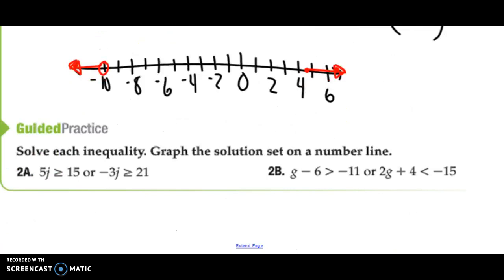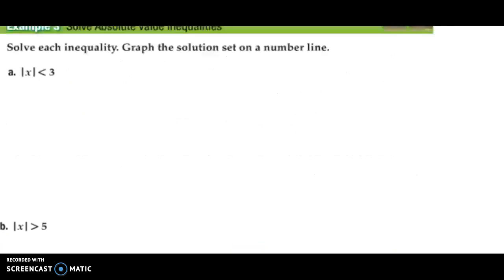Here's a couple guided practice problems for you to try. Absolute value inequalities. Solve each inequality and graph the solution set on a number line.